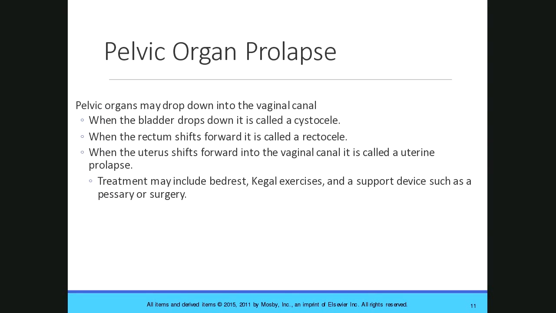As far as pelvic organ prolapse, when the bladder drops down into the vaginal canal, it's called a cystocele, which for the most part you probably won't see, but you can get the complaints.